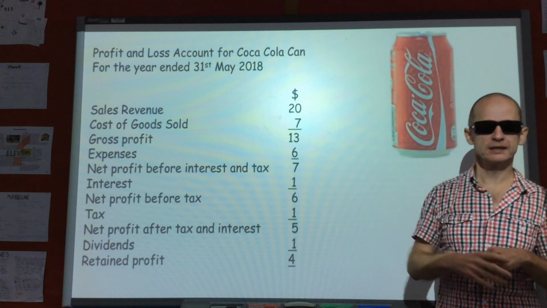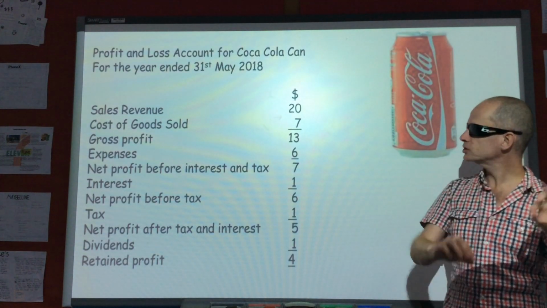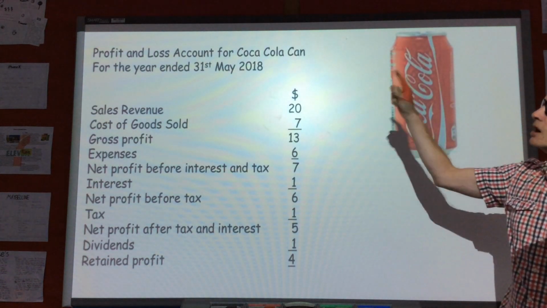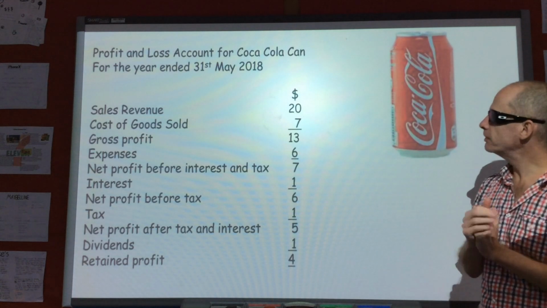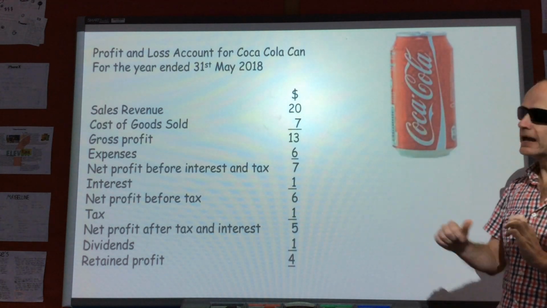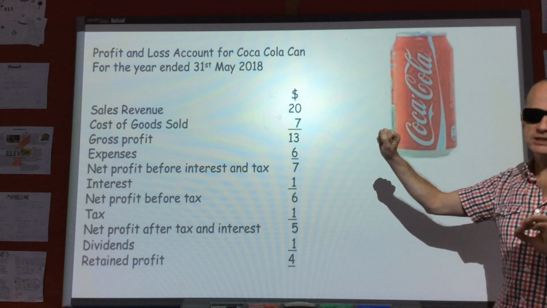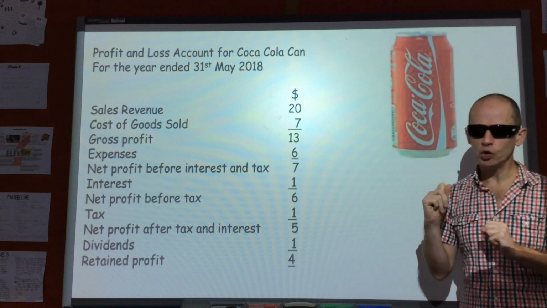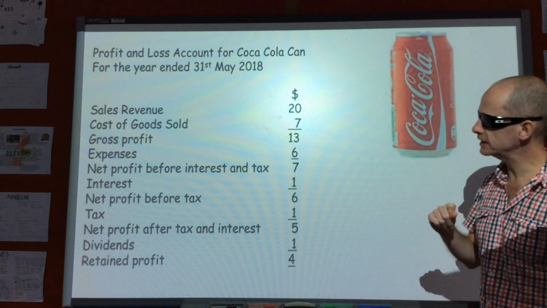Straight from the title. The title here says Profit and Loss Account for Coca-Cola can, and we're just going to focus on one Coca-Cola can. For the year ended 31st of May 2018. That's the official title you're supposed to give. For the year ended. And it's got this layout. So, as I say, we're going to look at just one Coca-Cola can. Try and keep this as simple as we can.